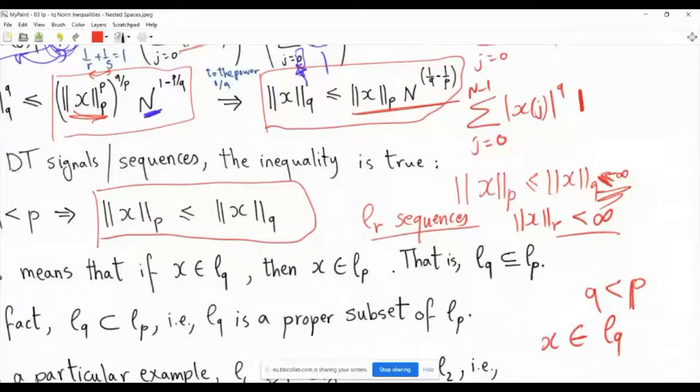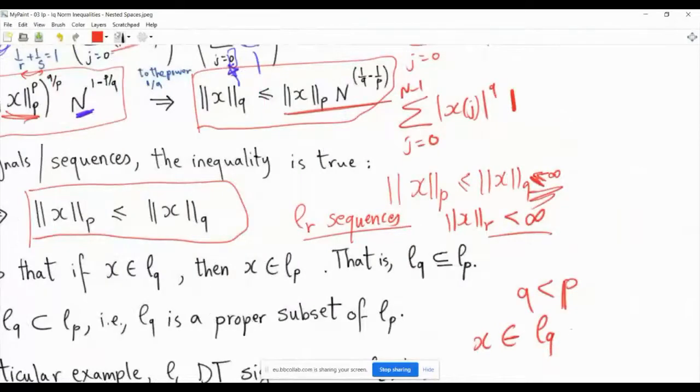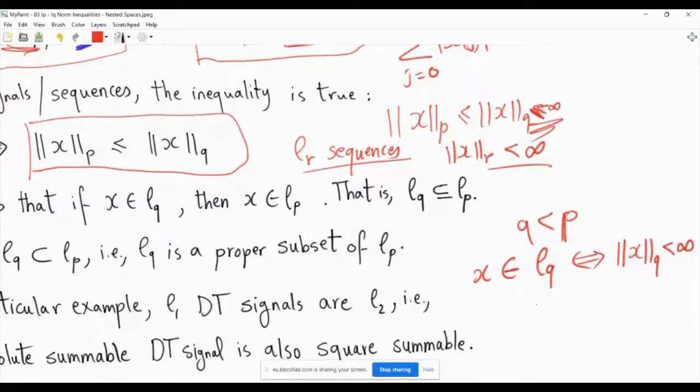Suppose that X, a sequence or infinite dimensional vector, is in LQ. Again, the meaning of this statement is equivalent to saying that the LQ norm of this sequence is finite. You can say it's a sequence, an infinite dimensional vector, and of course in this course, a discrete time signal. But we know that this is true.